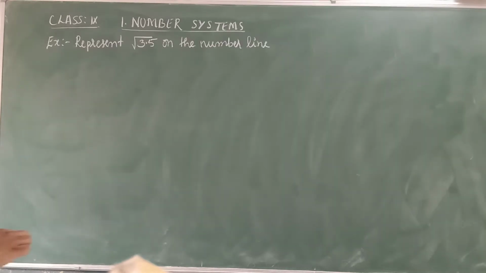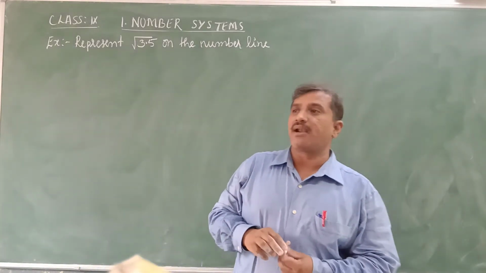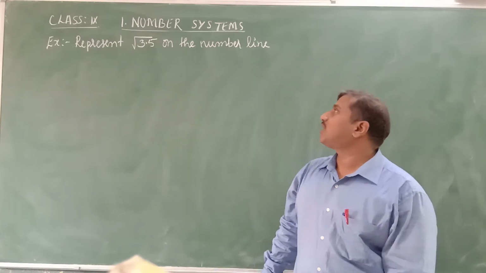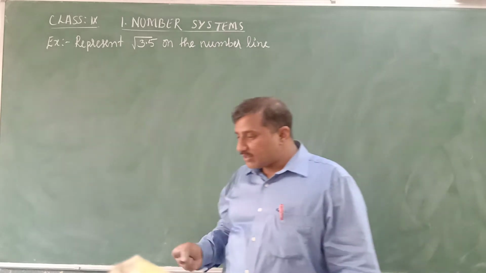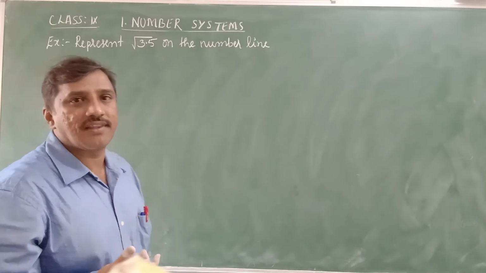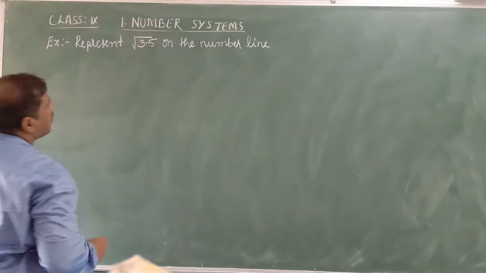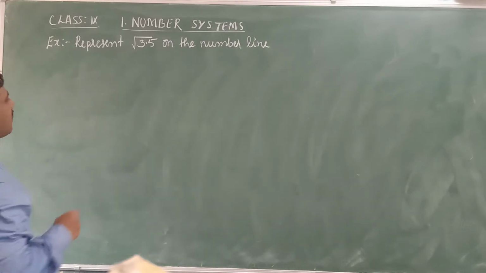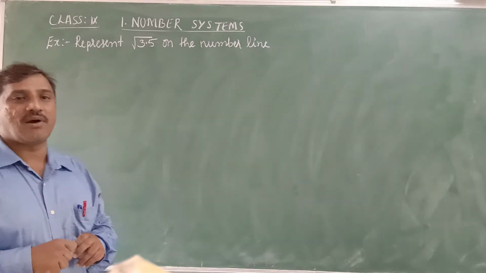Now we will discuss representing some more real numbers on the number line, which are decimals under square root, like root 3.5. Here we are using again the concept of Pythagoras theorem, which we have discussed for the irrational numbers. How do we represent root 3.5 on the number line? We need to follow a few steps.